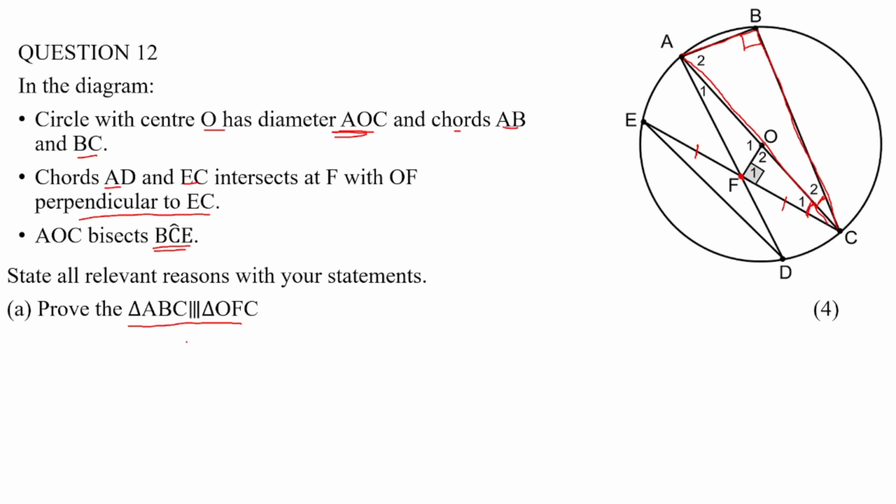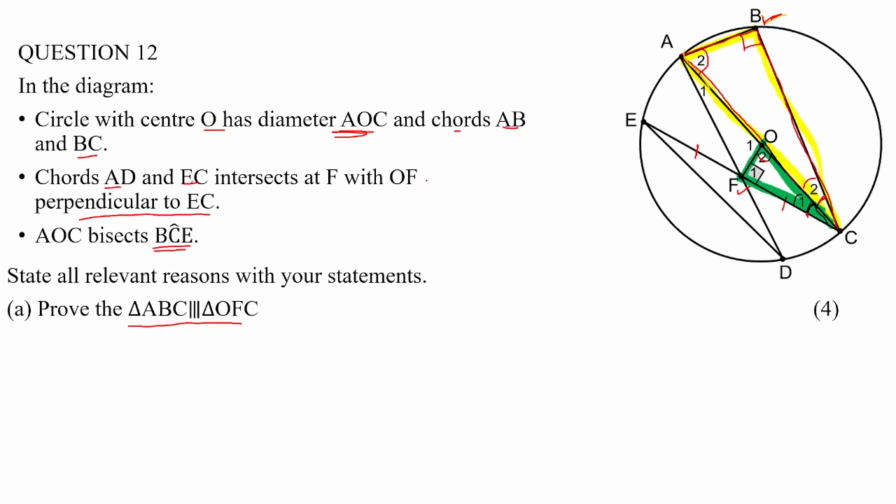Which triangles are we considering here? We have triangle ABC, which is this one, and triangle OFC, which is this one. Now we have to prove that these two triangles are equiangular. Already we have angle B and angle F1. We also have angle C2 and angle C1, which we're given are equal since AC bisects angle BCE. Therefore, angle O2 is equal to angle A2 because of the third angle of a triangle.